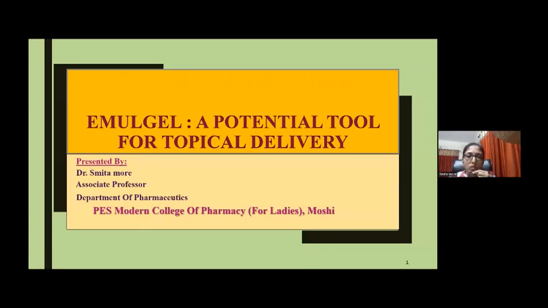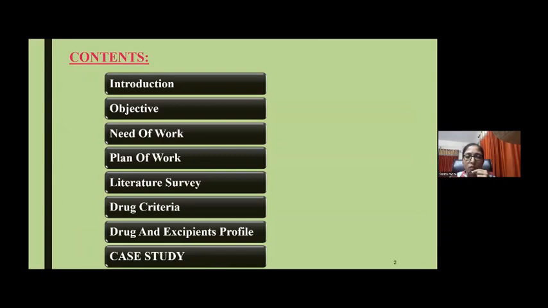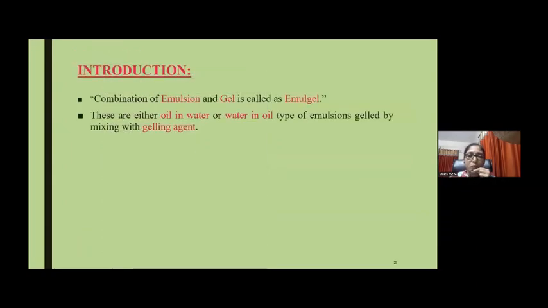I'm going to deliver you the topic on Emulgel, a potential tool for topical drug delivery system. These are a few of the contents. Now, before going for the Emulgel parameter, we should know what is actually the topical drug delivery system.